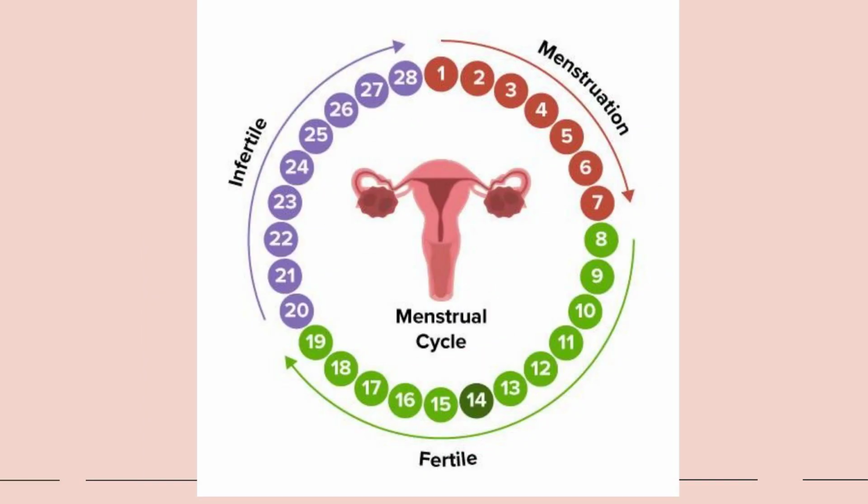The menstrual cycle is regulated by a complex interaction of hormones, and its main purpose is to prepare the body for the possibility of pregnancy. If there is no fertilization, the endometrium is shed, and the cycle begins again with menstruation.